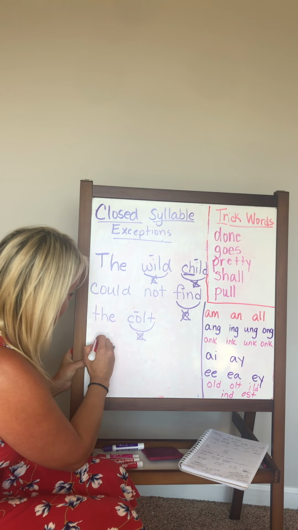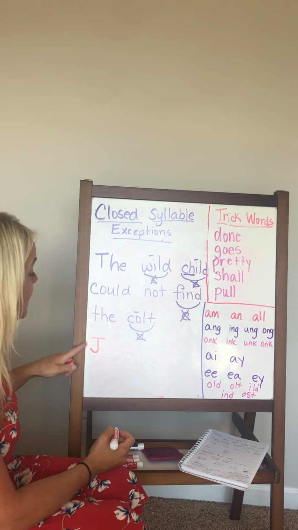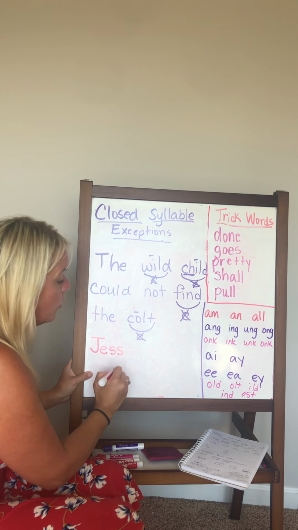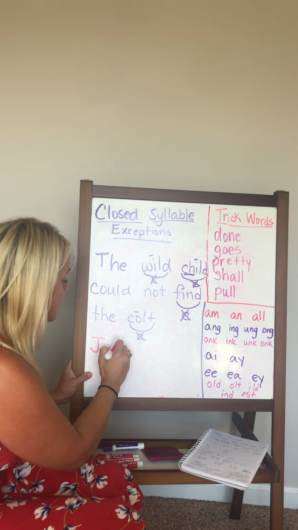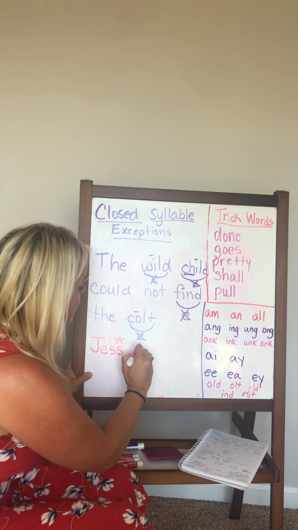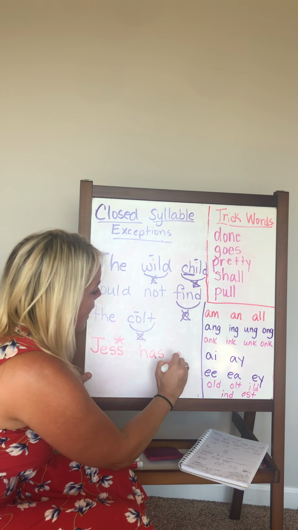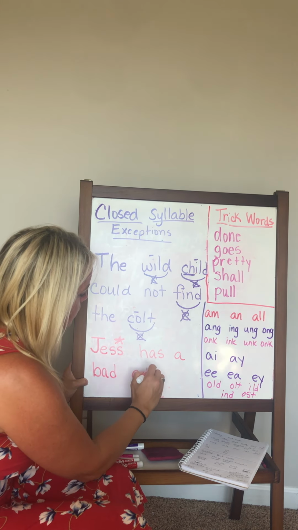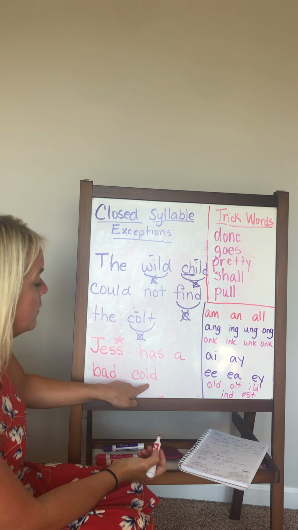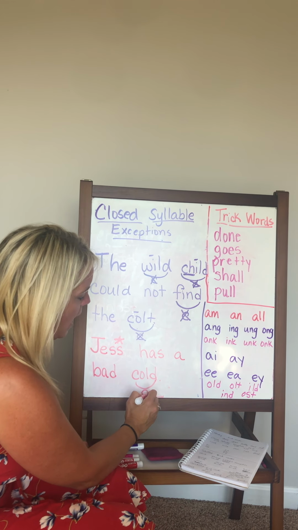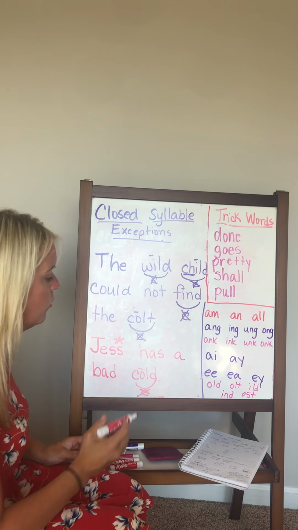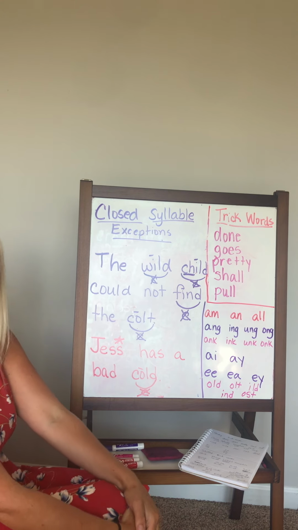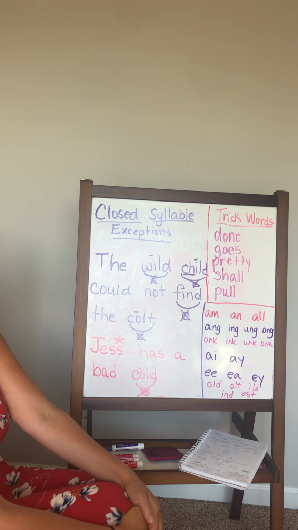So I'm going to start off my sentence with a capital J. It's a name and it's the beginning of a sentence. Jess has that bonus letter S that we learned last week. Jess has a bad cold. And I know old is a closed syllable exception because the vowel is long, it's not short. So why don't you check over your work to see how you did. Make sure you have all of that information like I did.